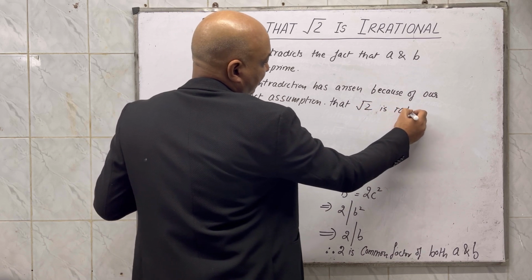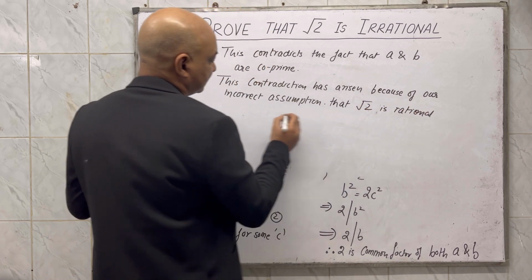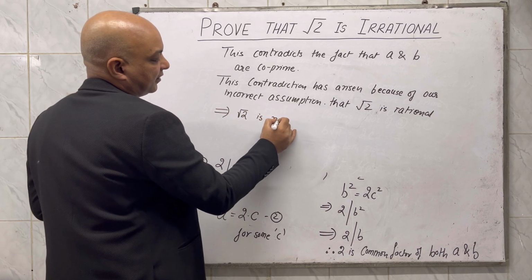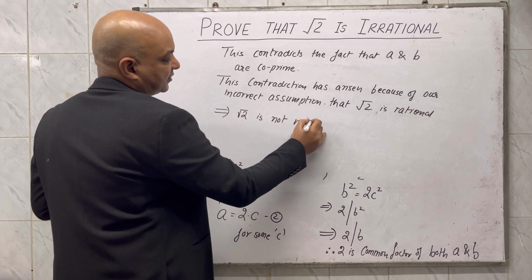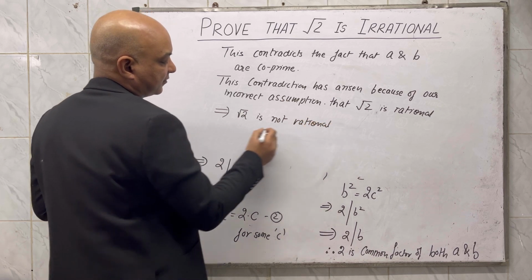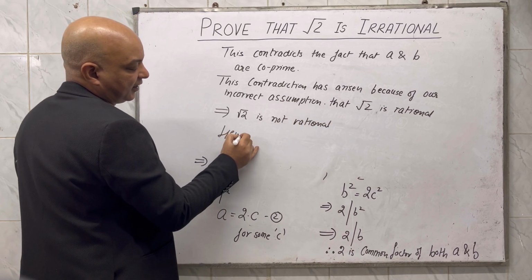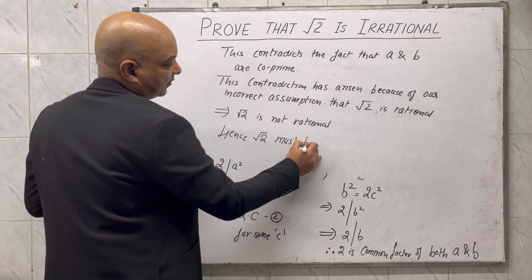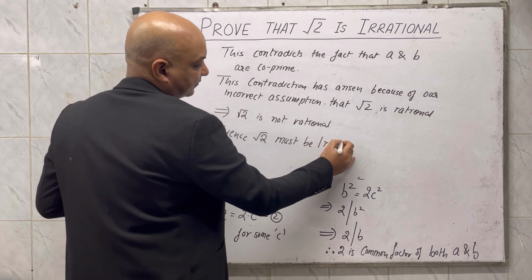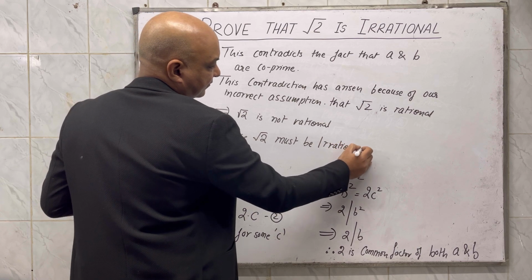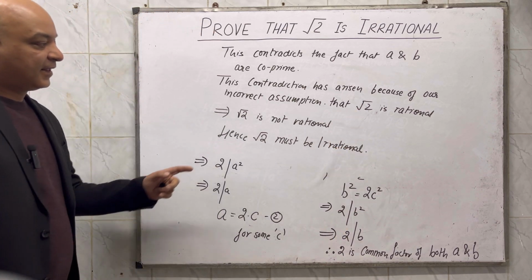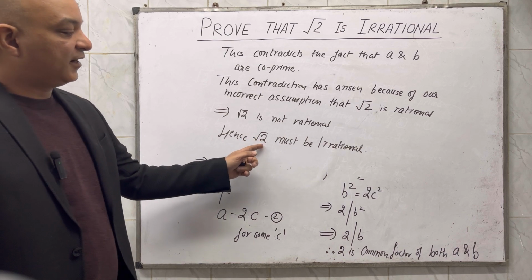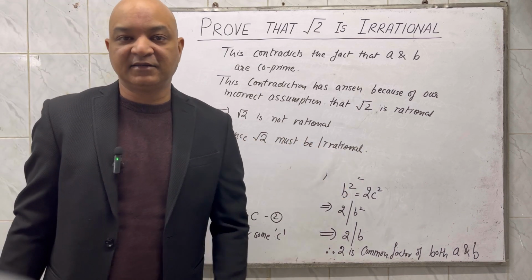So if root 2 is not rational, then it must be irrational. So last of all I will write, hence root 2 must be irrational. Hence your proof completes. We have proved that root 2 is irrational.